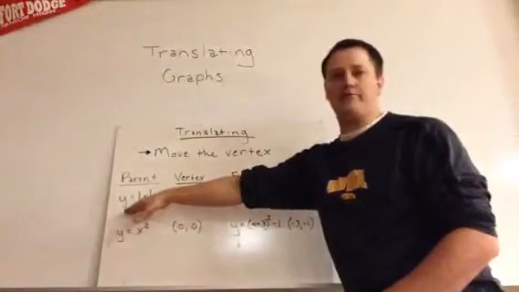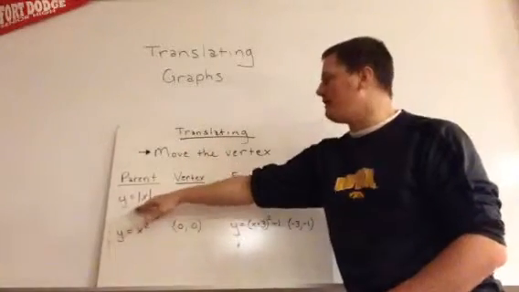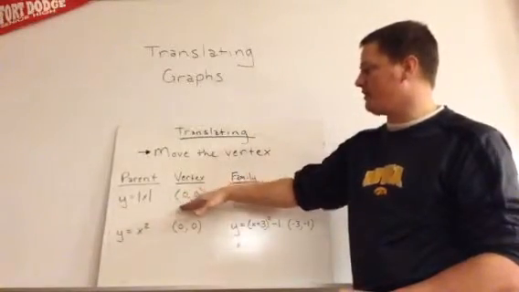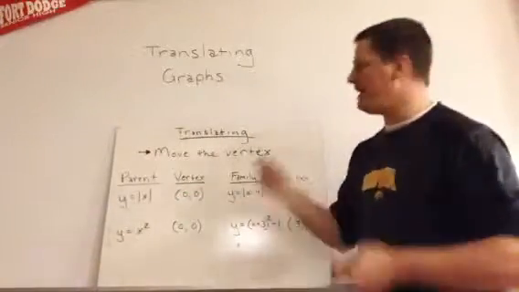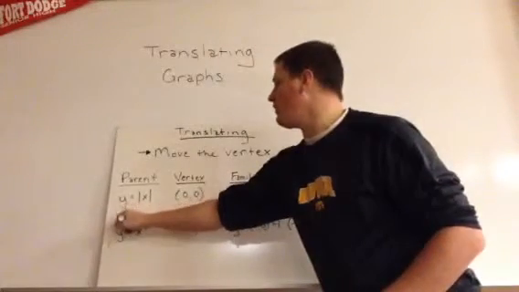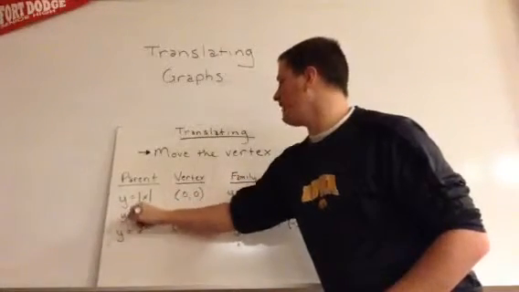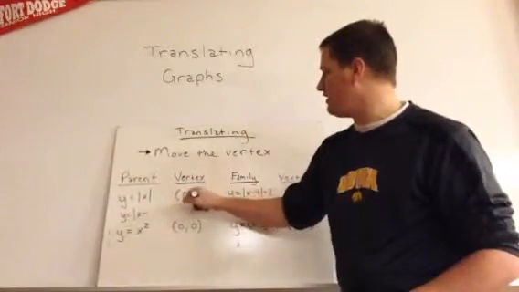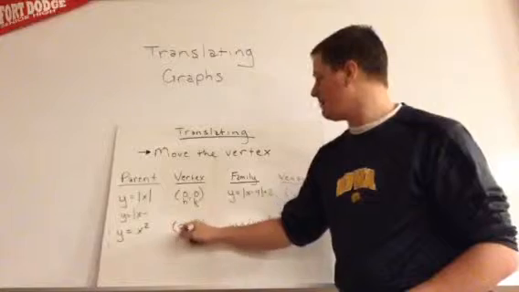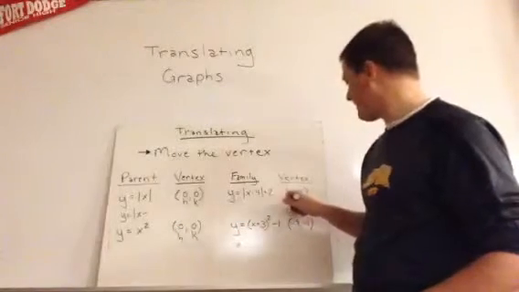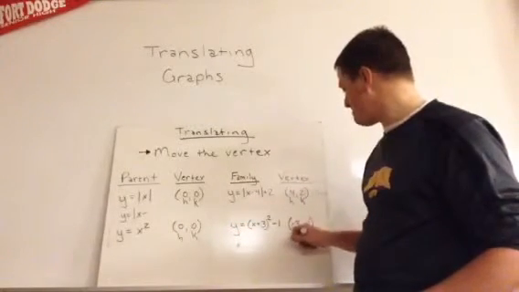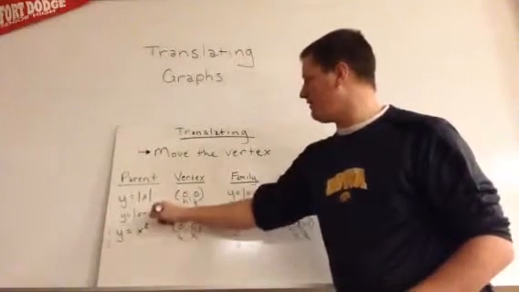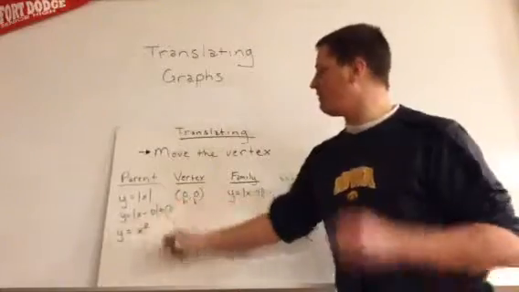So here we have the parent function of absolute value, y equals the absolute value of x. This has a vertex of 0, 0. So if we go back to our parent function, what we have is y equals the absolute value of x. We want to subtract the x value. This is h and this is k. I'm going to put that for all of them. We want to subtract the 0, absolute value it, and then add 0.